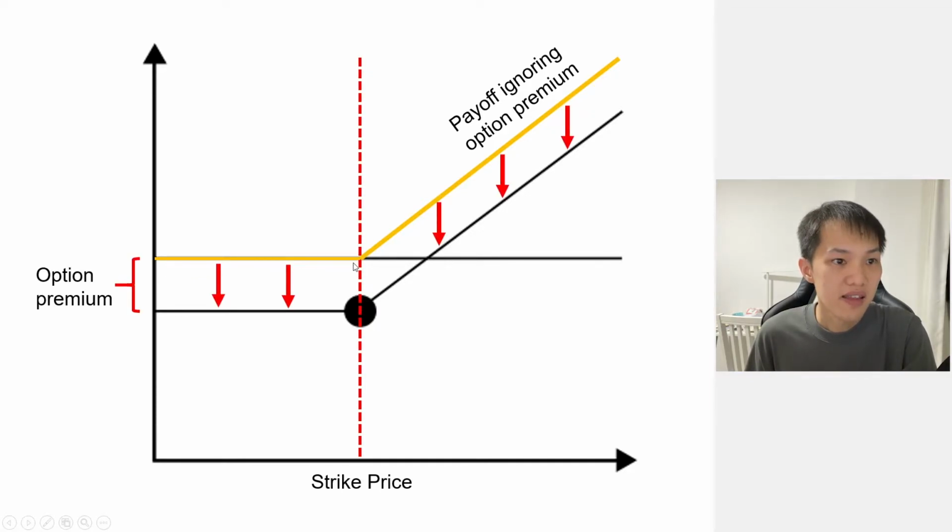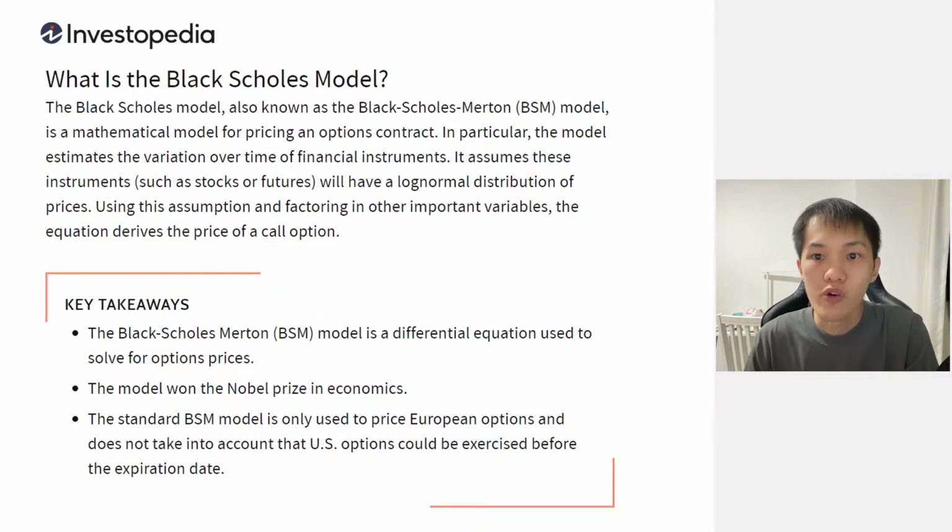The reason that this payoff diagram is below the yellow line here is because we have to pay a value, which is known as the option premium, in order for us to acquire the right. In the next slide, I will explain more about how we value the options. I won't go into the technical details, but we will focus on the basics first.